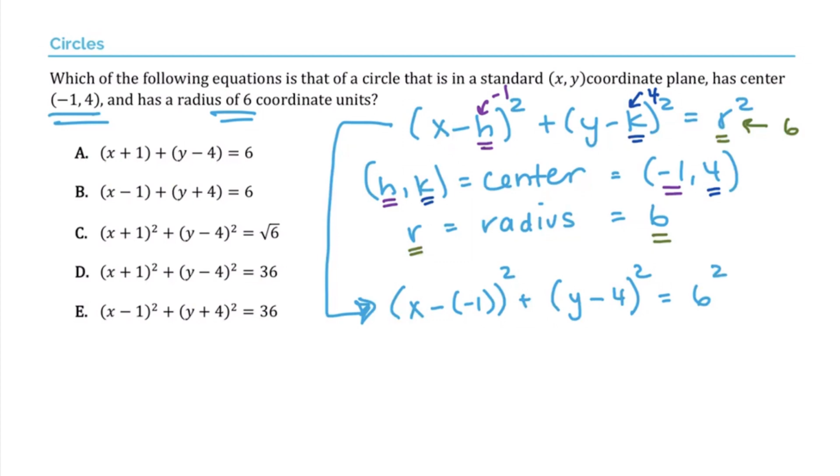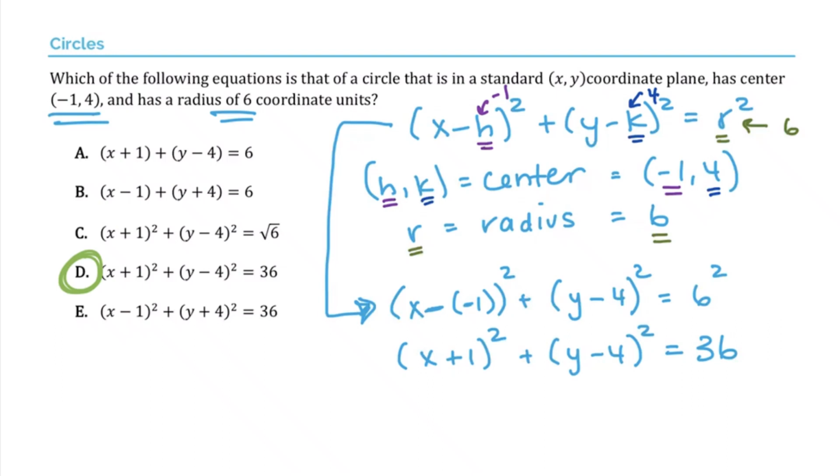The hardest part of going from the (h, k) to the equation of a circle is watching your negative signs. If h is -1, then when you end up plugging in -1 and then subtracting a negative, that of course turns into a positive. So the x minus -1 has to turn into (x + 1)² + (y - 4)² = 36. So when we go to our answer choices, it looks like the correct answer is going to be D.